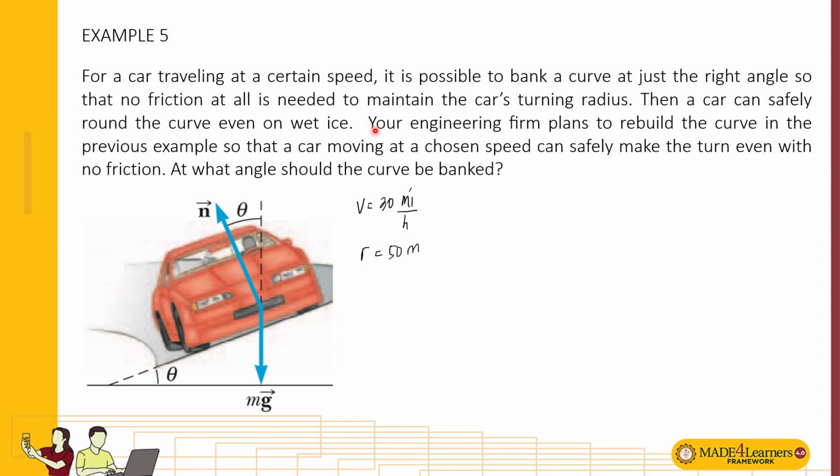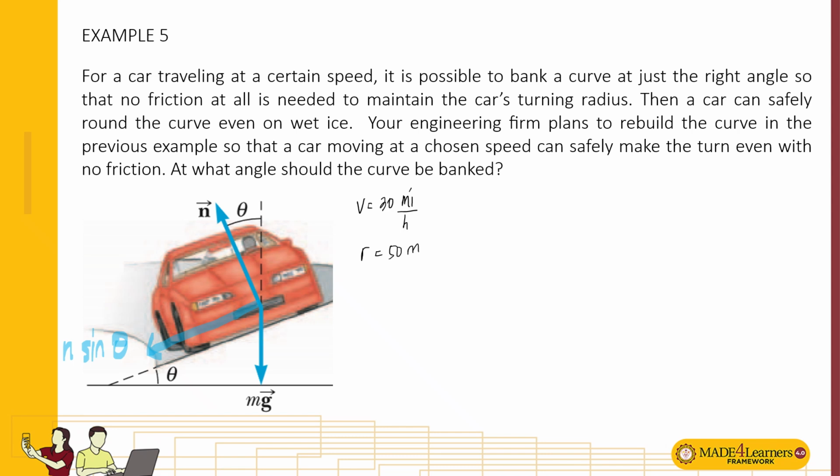We are going to use these values here to solve for the angle of banking. As shown earlier, we have these components of the normal force, the component which is directed towards the center of the circle. So this would be our centripetal force. It's the normal force times sine of the banking angle.